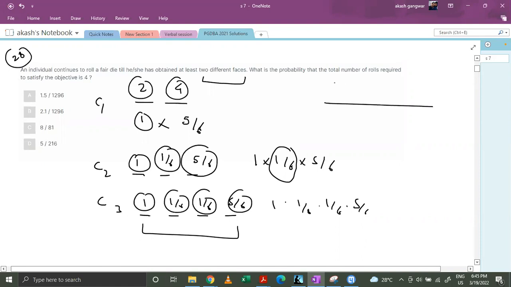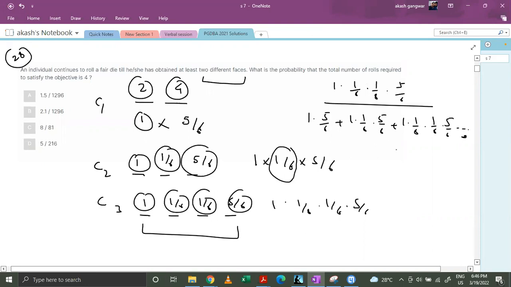That will be 1 × 1/6 × 1/6 × 5/6. The denominator will be the total probability, case 1 plus case 2 plus case 3 till infinity. So that will be 1 × 5/6 plus 1 × 1/6 × 5/6 plus 1 × 1/6 × 1/6 × 5/6 till infinity.